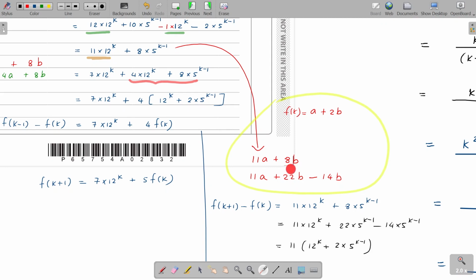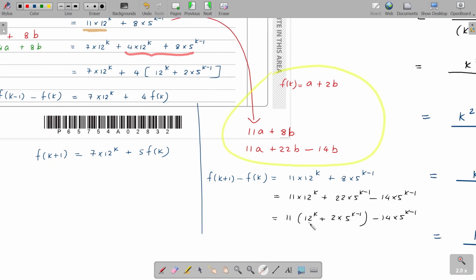So this 8, using this model, I broke it up here. 8 is 22 minus 14. So then I took the 11 out and you can see 12 to the power k plus twice 5 to the power k minus 1. Outside you have 14 times 5 to the power k minus 1. Who is 12 to the power k plus 2 into 5 to the power k minus 1? This is our f(k). Are you with me?